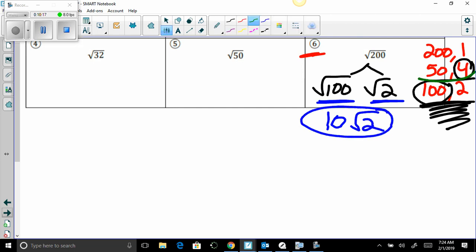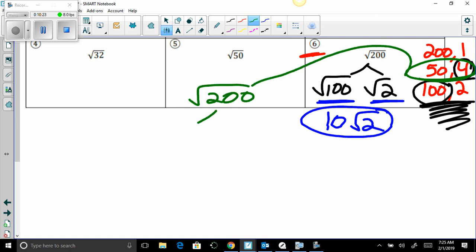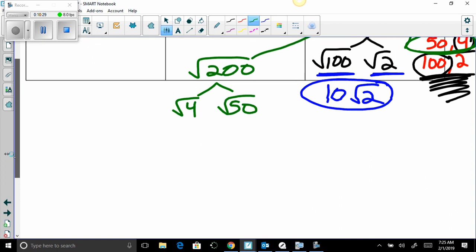If I were to do this one, I'm not wrong, I would just have to go further. So I'm going to show you how you can do that one also. It breaks down to the square root of 4 and the square root of 50. The square root of 4 is 2. The square root of 50, it's not a perfect square, but can it be broken down further?